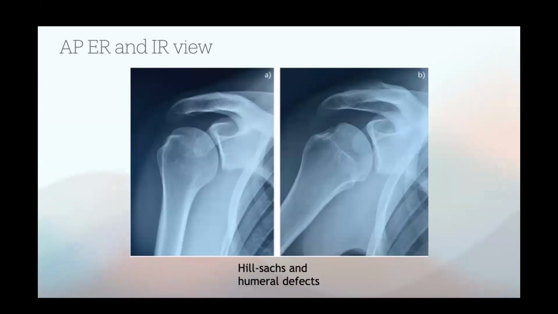Next is AP views in external rotation and internal rotation. Here again the patient is made to stand still, and the patient's elbow is flexed to 90 degrees and rotated externally. Then the beam is shot for the external view, and internally for the internal view. This is used to pick up Hill-Sachs lesions or any other humeral head defects.